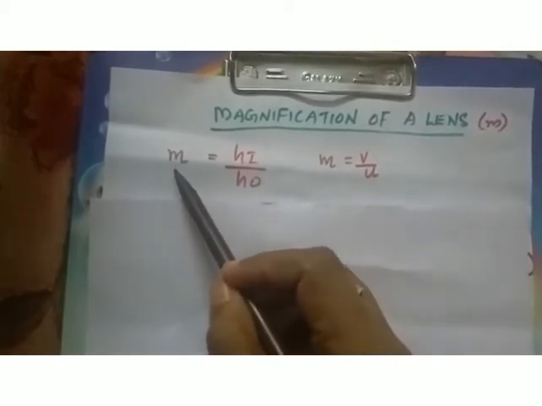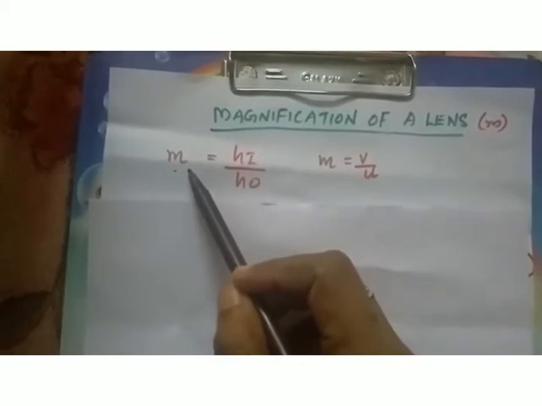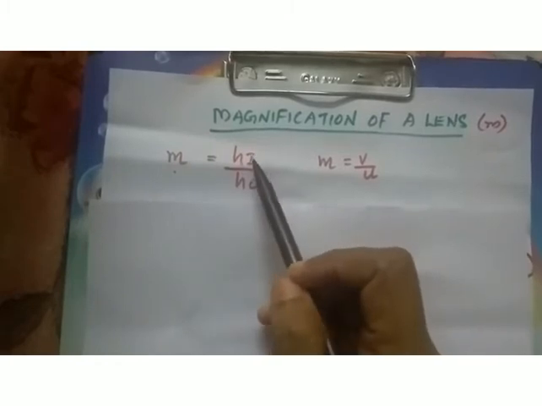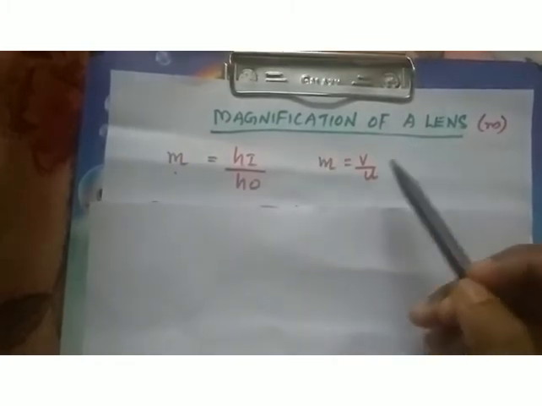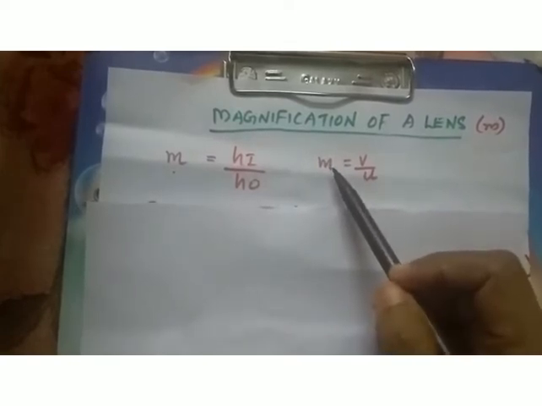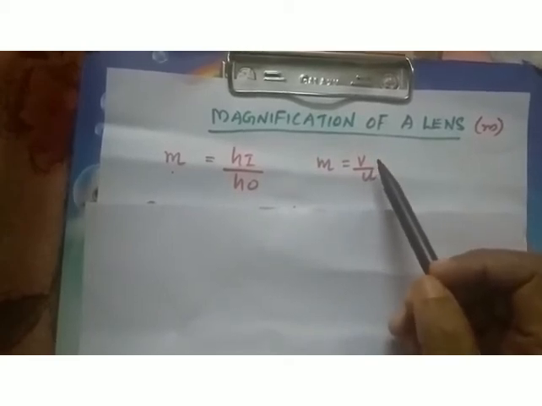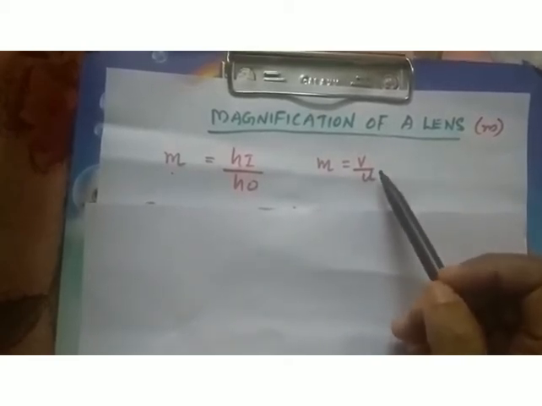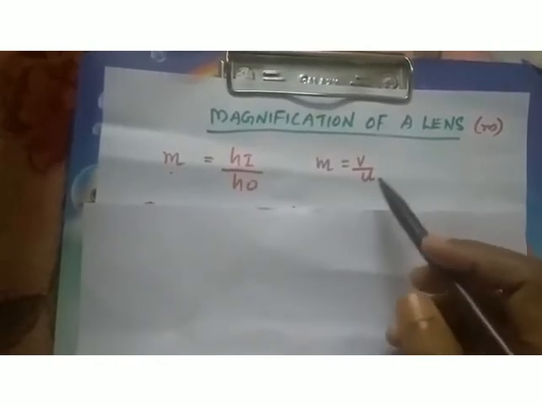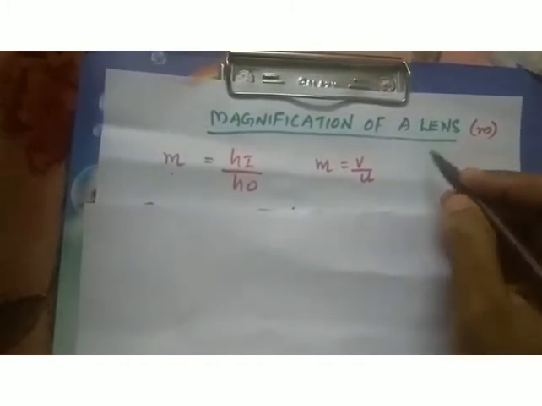So this is the equation to find magnification. Magnification is denoted by small m. Small m is equal to height of image by height of object. Also, one more formula is there for magnification. Magnification m is equal to v by u, where v is the distance of the image from the lens and u is the distance between the object and the lens. And lots of information is available from the value of magnification.